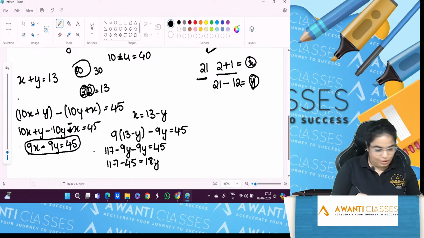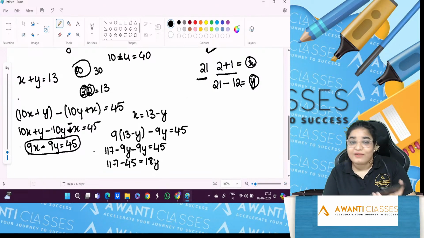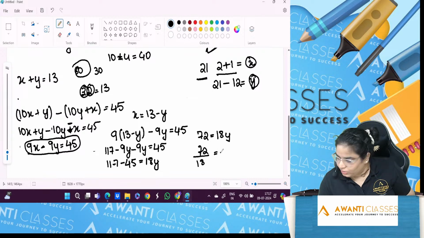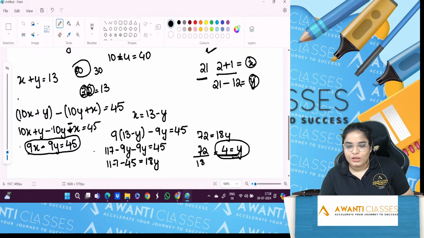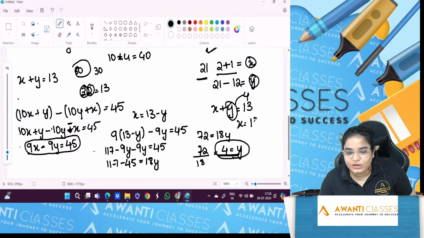Can somebody tell me how much is 117 minus 45? It is 72. So, 72 is equal to 18y. So, 72 by 18 is equal to how much? 4, which is y. Okay. Now, once we have y, we have the equation, no? x plus y is equal to 13. If y is already 4, x is equal to 13 minus 4, x is equal to 9.